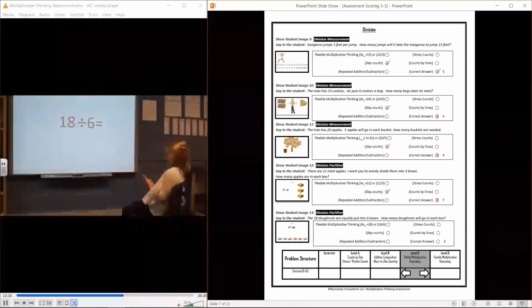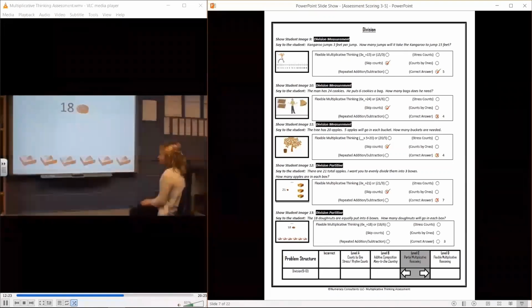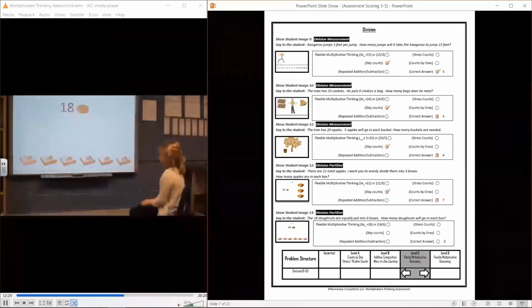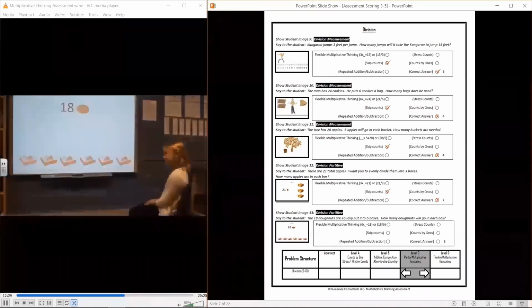6, 12, 30. I'm gonna say 2. And how'd you get 2? I guess 2, 4, 6, 8, 10, 12. Okay. So that's how you solved it? You skip counted by 2s? Alright. Yeah, because those boxes look pretty small.